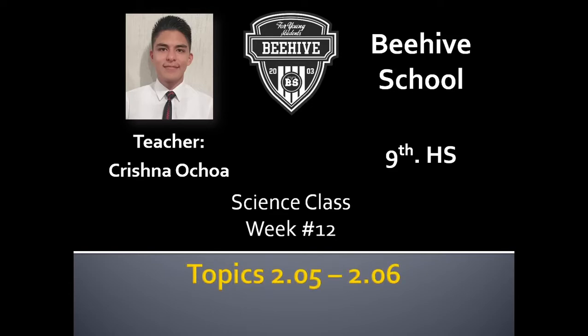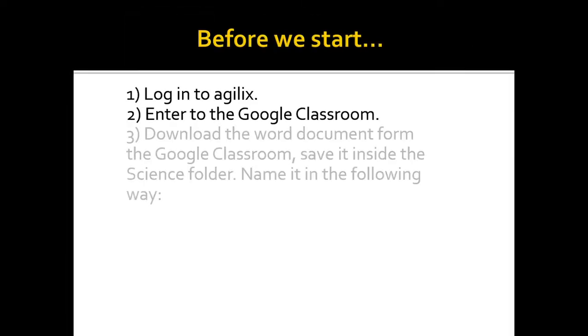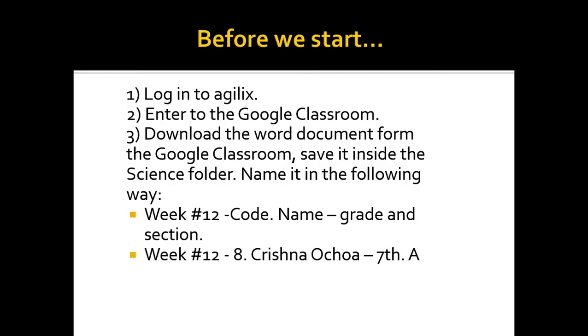And this week we're going to learn about topics 2.05 and 2.06. Before we start, let's follow some general instructions that you follow every week. Log into Agilex, enter the Google Classroom, download your Word document, and save it in your science folder. And then name your document just like it is in the example right there. Add week number 12 in the beginning, then add your code, name, grade, and section.